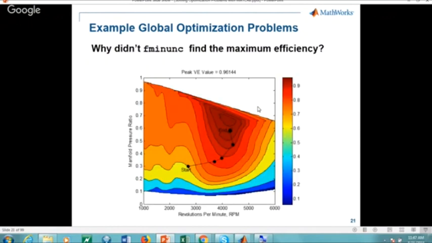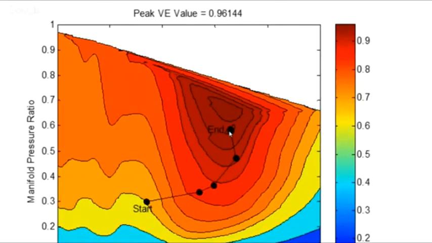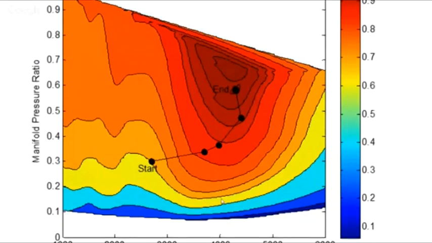So let's say, why didn't this function find that maximum efficiency? That is also very important here. If we run this fminunc on this particular example, you see the start point and then it goes and comes here. Let me slightly zoom this so that you can see it. Inside here, the minima lies here.